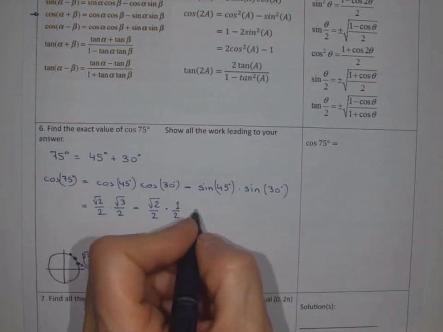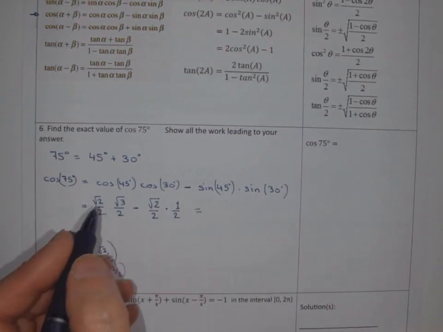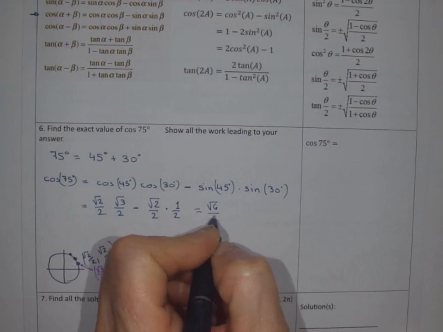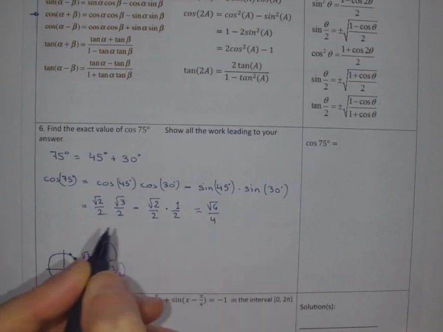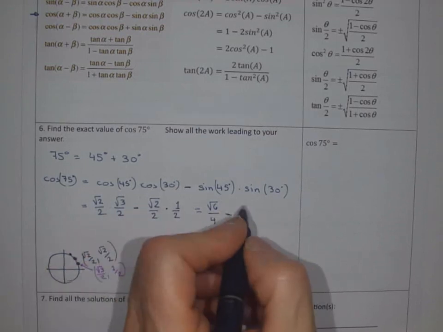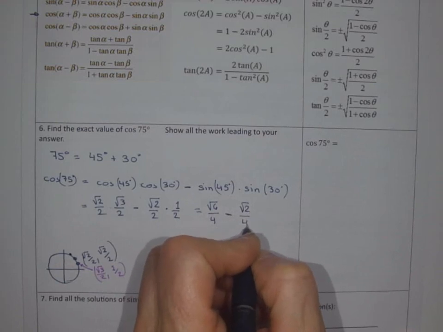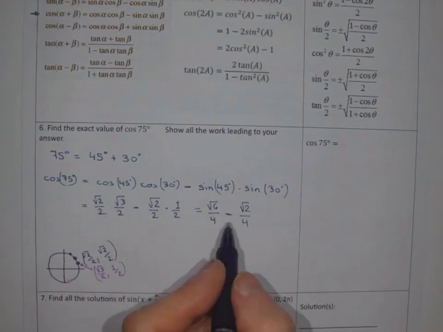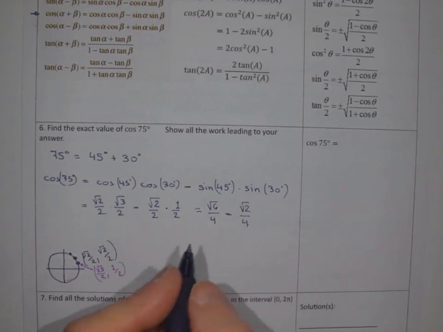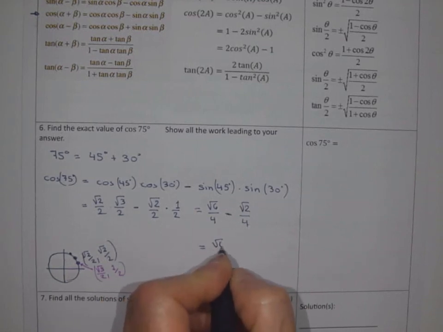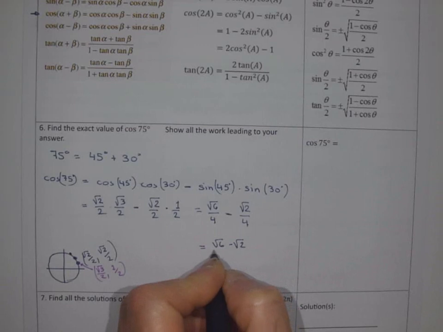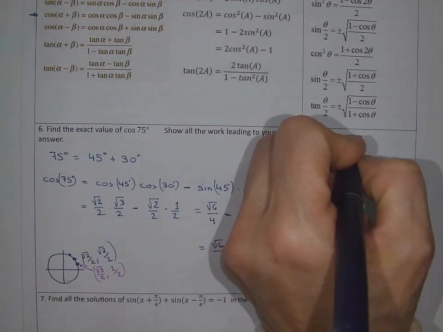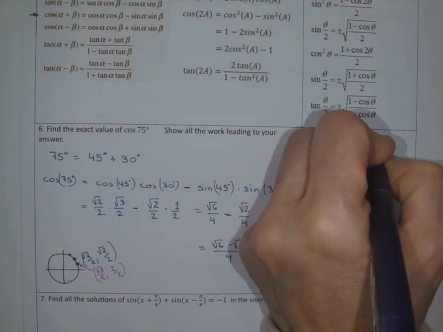And now when we're simplifying that, multiply those will be a square root of 6 over 4. And then minus those multiply will be square root of 2 over 4. And we can't really do anything with that. We have a common denominator, so I'm going to write it as a square root of 6 minus a square root of 2 all over 4. And that's how I'm going to leave it.